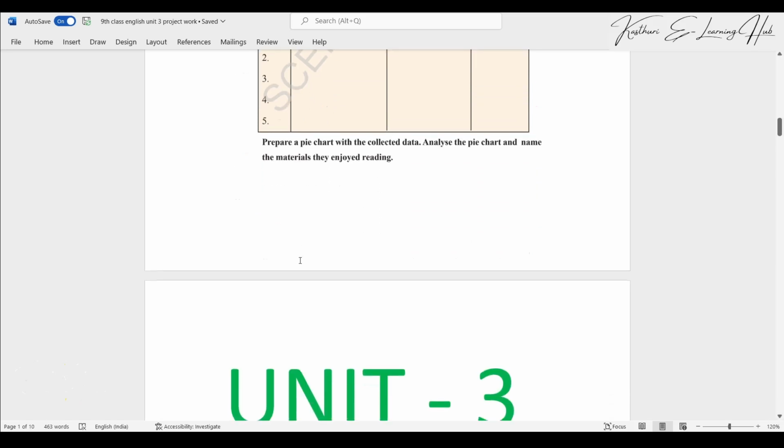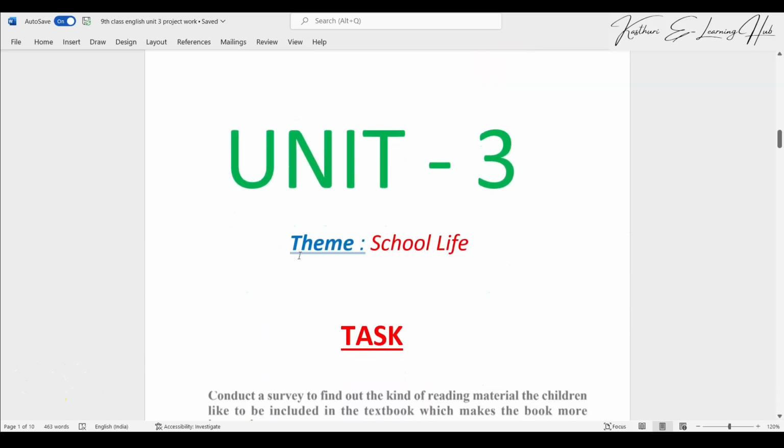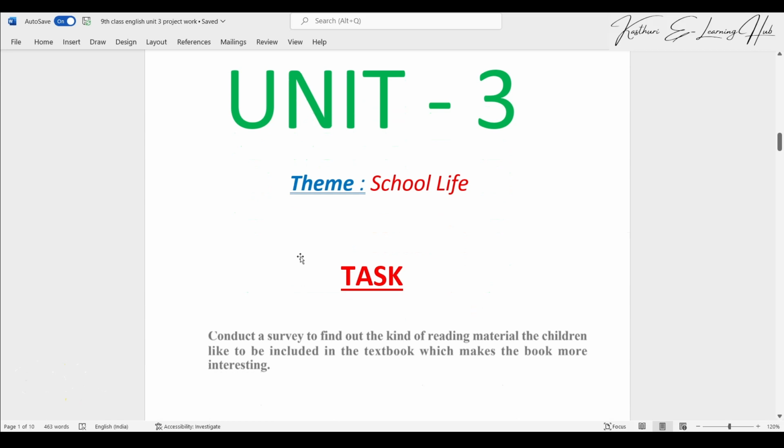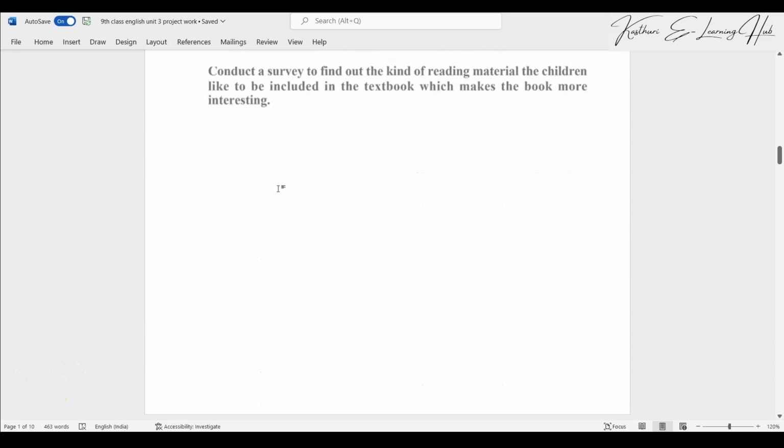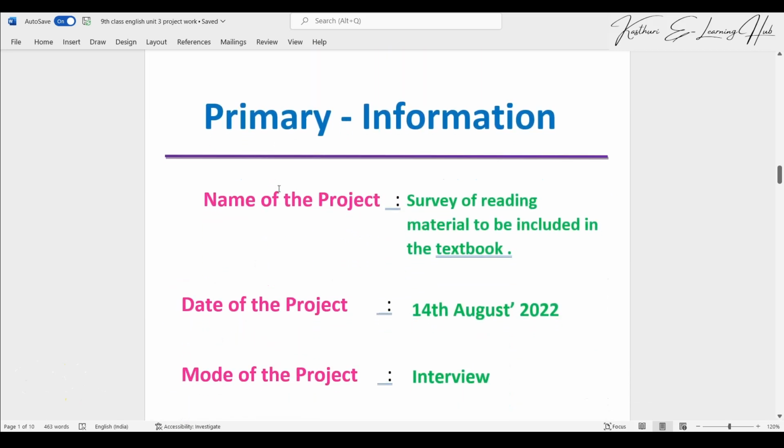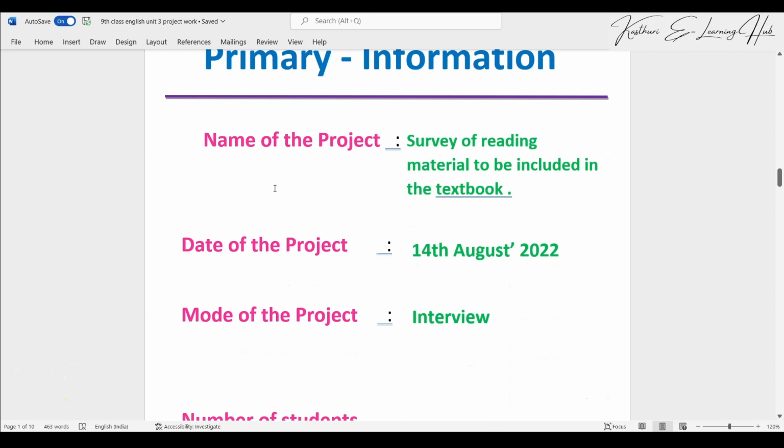Here we come to the method of how we are going to make this project work. Unit 3. First we write the unit, then the theme, and then the task as it is from the question. Conduct a survey to find out the kind of reading material the children like to be included in the textbook, which makes a book more interesting. Now we get into the project work, that is the primary information.